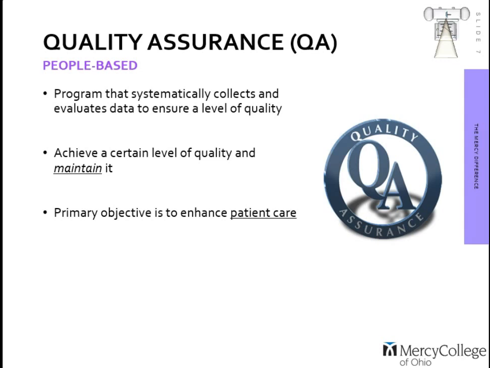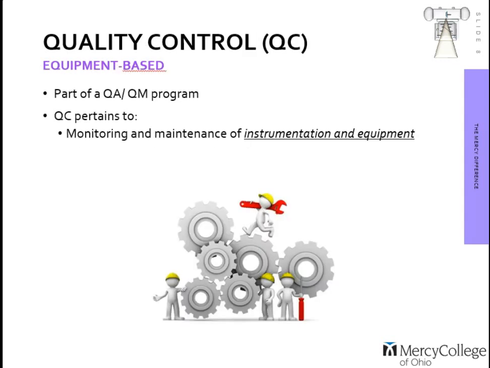So it does focus on human factors that can lead to variation within the level of quality. So anytime you think about quality assurance, think about what people are doing that impacts the type of quality that's being delivered. Quality control subsequently is equipment based. It all has to do with how your piece of equipment is performing.